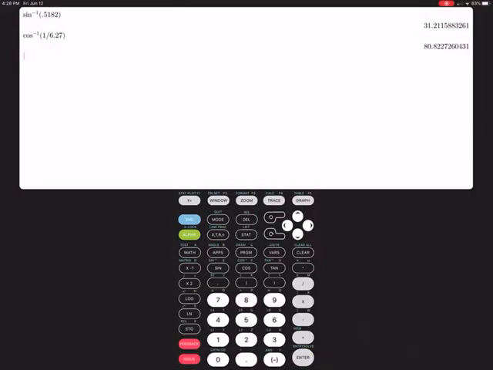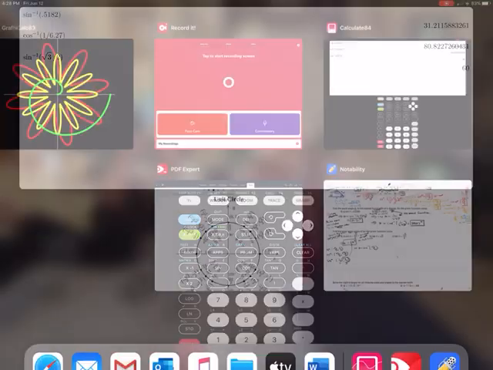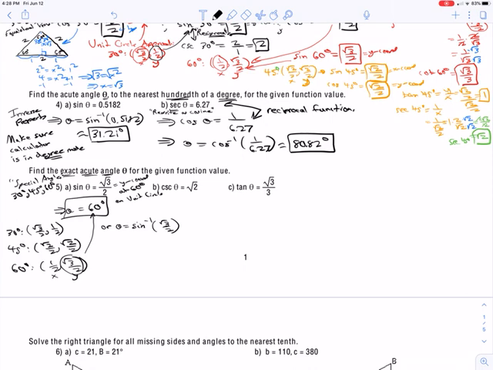So let's go to our TI and type that in. Second sine, square root of 3. Second x squared key, divided by 2. Close it, and there's 60. We're in degree mode, so it's going to give us that 60 degree measure. So yeah, you could use a calculator, but we don't need it.